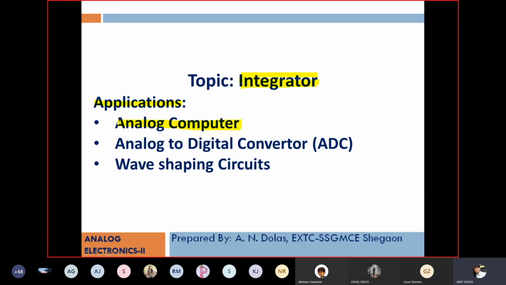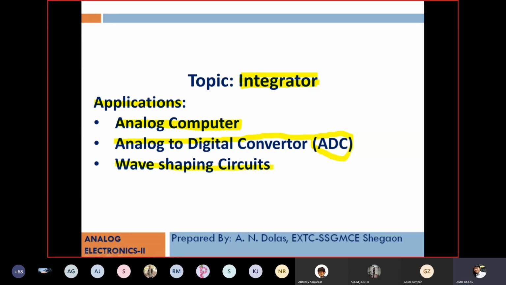Integrator is also called an averaging circuit. If you are taking, say, any analog signals coming from a sensor, and we need, suppose, the average of that sensor throughout the day, what the temperature was throughout the day on average, we can use the integrator circuit there. Then the integrator is used in ADCs, that is analog to digital converters, and it is used in wave shaping circuits.